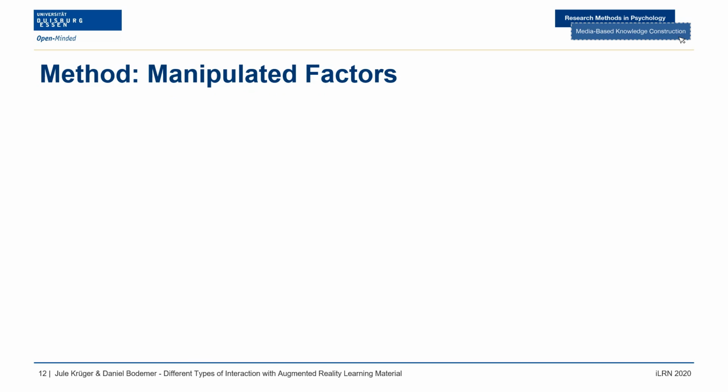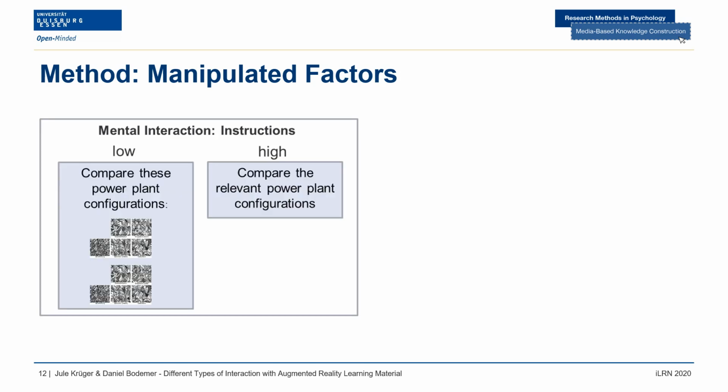As part of the experimental study, the participants had to answer different hypotheses on the different power plants. For this, the size of some of the components and the size of the whole plant could be changed. Mental interaction was manipulated through the instructions. In the low mental interaction conditions, an additional instruction was provided concerning the power plant configurations that needed to be compared to test the respective hypotheses. This additional information was not provided in the high mental interaction conditions.